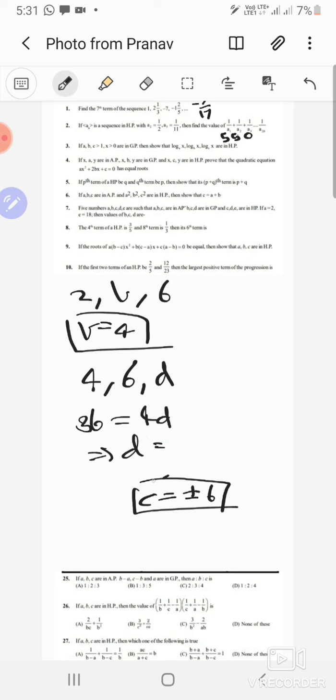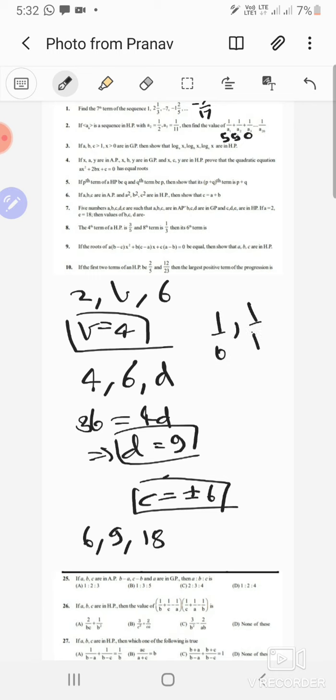36 upon 4, which is, what's that? 36 upon 4 is 9. Yes. Okay, and then you have c, d, e, which is 6 and 9, and what is e? e is 18. These are supposed to be in a harmonic progression. Okay, so you should have 1 by 6 and then 1 by 9 and 1 by 18 as an arithmetic progression.